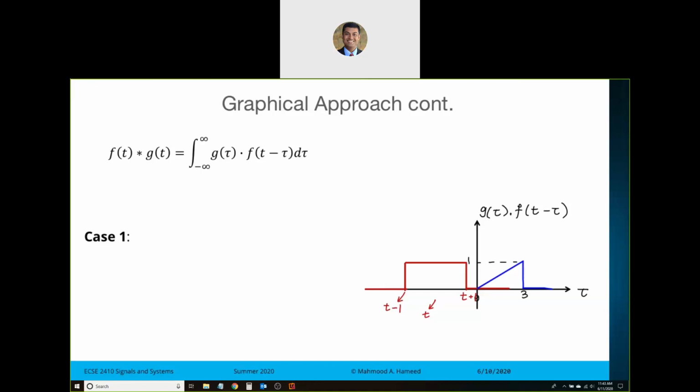Now as you can see, that point right there was t plus 1. And when t plus 1 is less than 0, there is no overlap between those signals. So case 1, I will define case 1 as t plus 1 less than 0, which implies t is less than negative 1. When t is less than negative 1, what do you have for y of t, f of t convolved with g of t? It is 0, because there is no overlap.